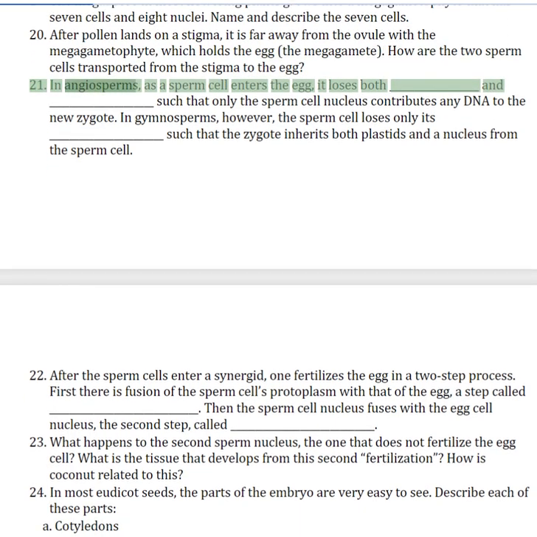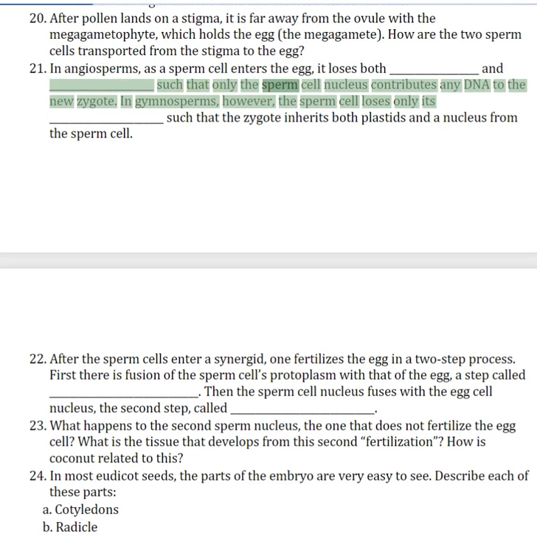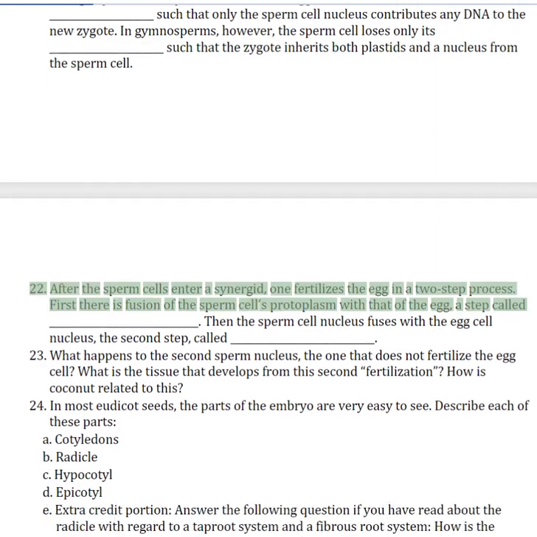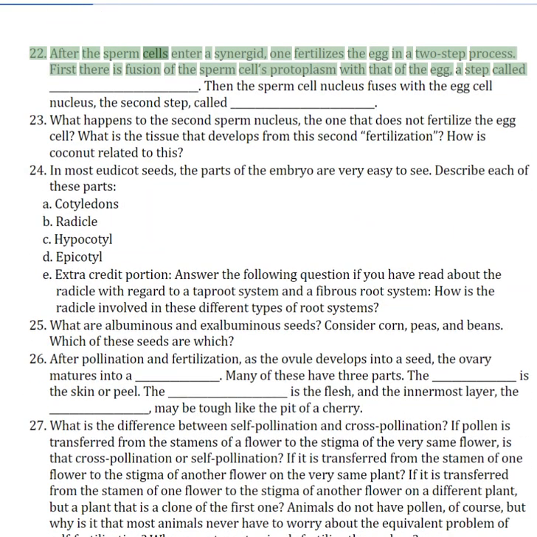21. In angiosperms, as a sperm cell enters the egg, it loses both [blank] and [blank] such that only the sperm cell nucleus contributes any DNA to the new zygote. In gymnosperms, however, the sperm cell loses only its [blank] such that the zygote inherits both plastids and a nucleus from the sperm cell.